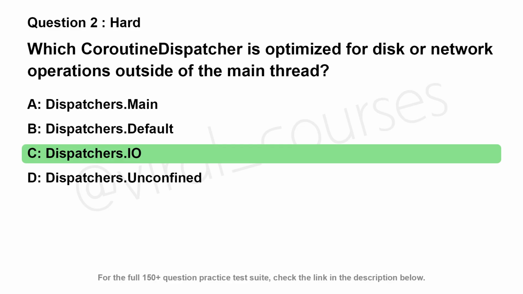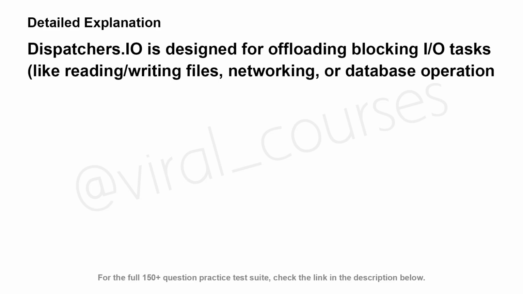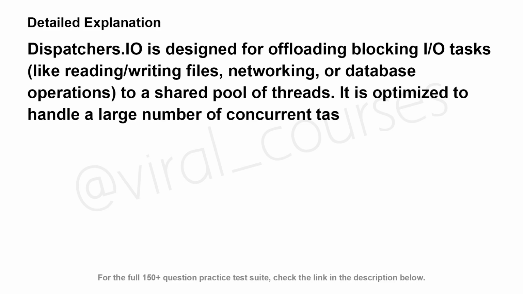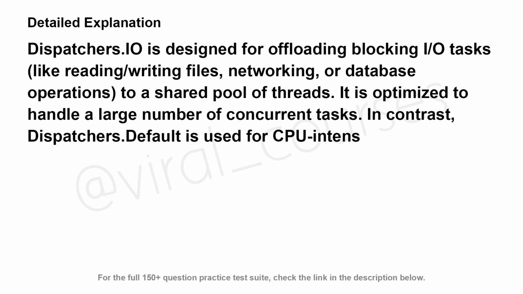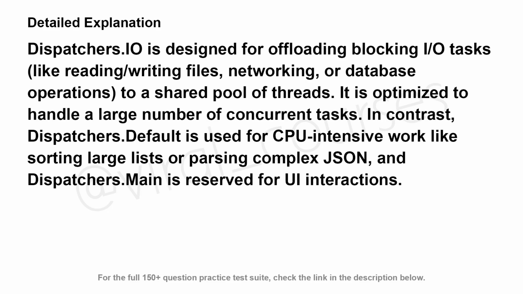The correct answer is C. Dispatchers.IO is designed for offloading blocking IO tasks, like reading and writing files, networking, or database operations, to a shared pool of threads. It is optimized to handle a large number of concurrent tasks. In contrast, Dispatchers.Default is used for CPU-intensive work like sorting large lists or parsing complex JSON. And Dispatchers.Main is reserved for UI interactions.